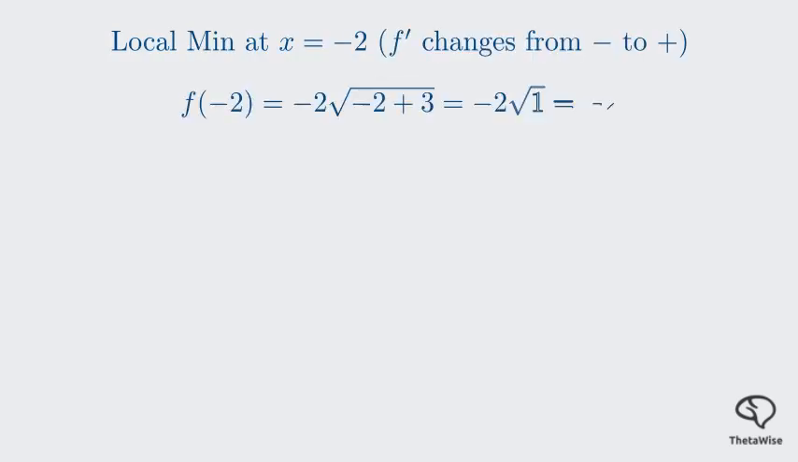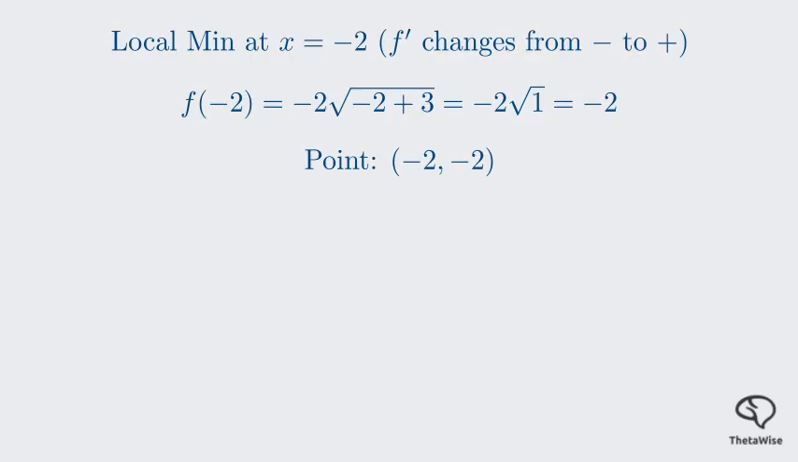Now let's classify our critical points. At x equals negative 2, the derivative changes from negative to positive. This means we have a local minimum at x equals negative 2. The y value is f of negative 2, which is negative 2. So there's a local minimum at the point (-2, -2).